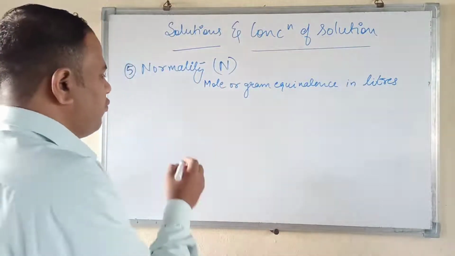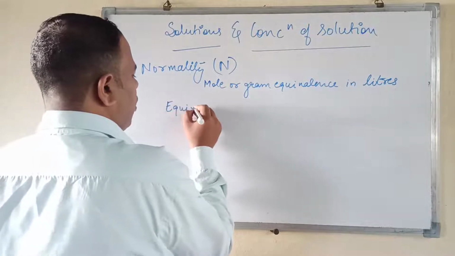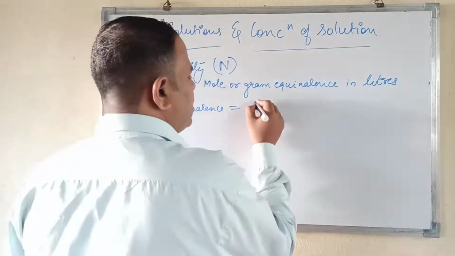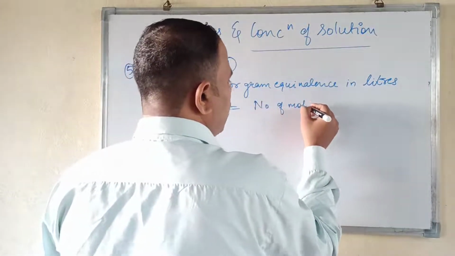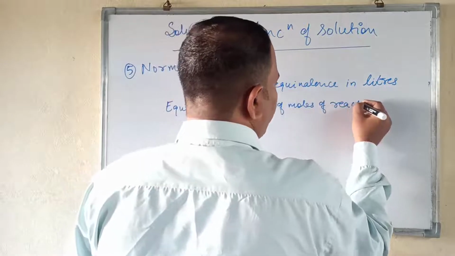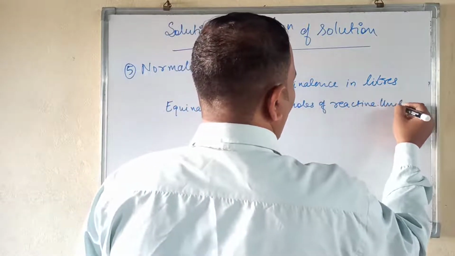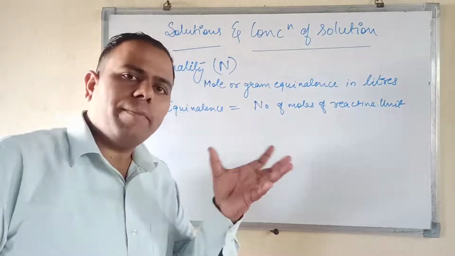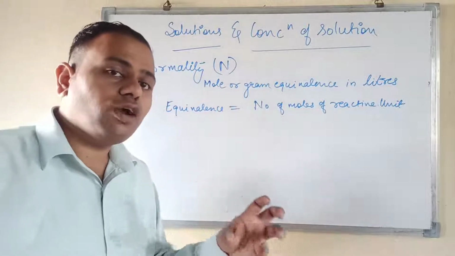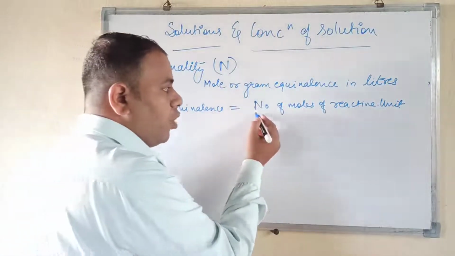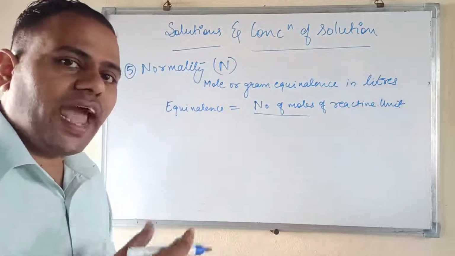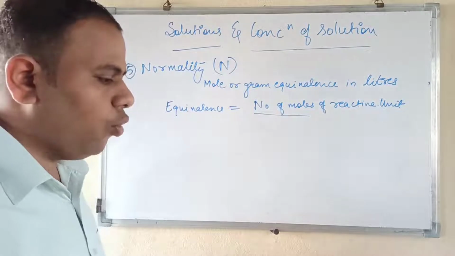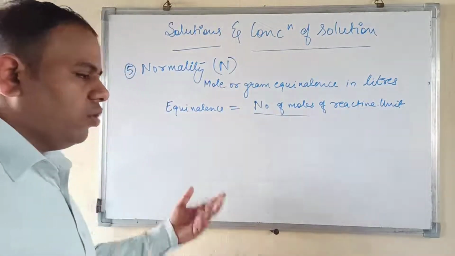Okay, so now let us see first what is equivalence. What is the equivalence meaning here? Equivalence means the number of moles of reactive units in a particular salt or particular substance, or a compound. In any compound, the whole compound may not react. So the amount or the part of the compound which is reacting, or the number of moles of compound which is actually reacting, is called equivalence, or gram equivalence, or mole equivalence. So let's see how this will be used in calculating normality.